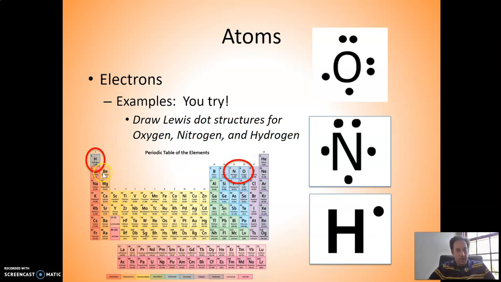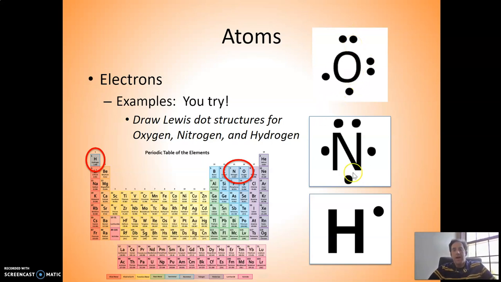So we go 1, 2, 3, 4, 5 dots. And we start 1, 2, 3, 4, and then the fifth has to double up. Boom. Oxygen has 6 valence electrons. 1, 2, 3, 4, 5, 6. And so again, we go north, south, east, west. 1, 2, 3, 4. And then we have to double up for 5 and 6.